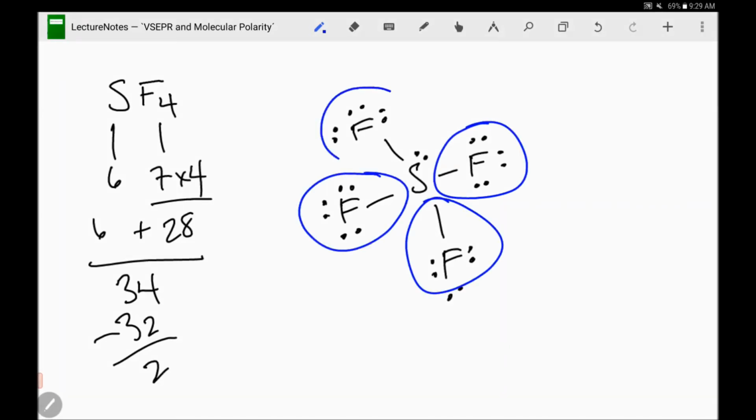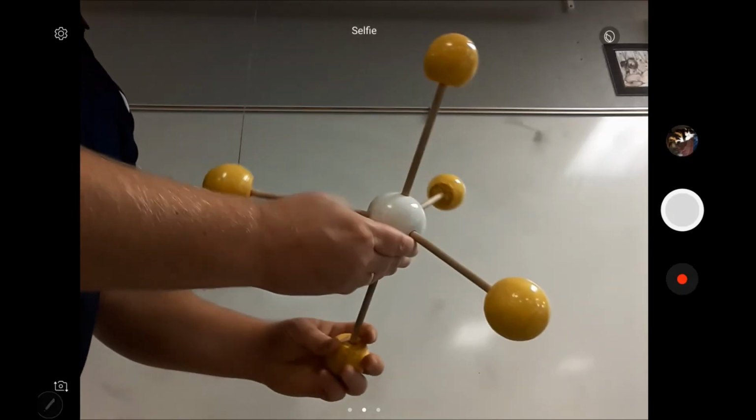So the sigma bonds to the fluorines count, and then the lone pair on the sulfur counts. So the steric number here is 5. That means a trigonal bipyramidal shape. It also means that atoms are pushed away from each other. But with the lone pair, one of the atoms is now hiding because it's not an atom, it's just a pair of electrons. That changes the geometry.